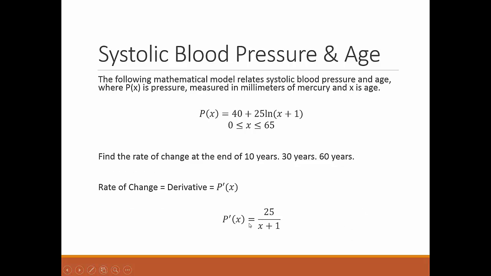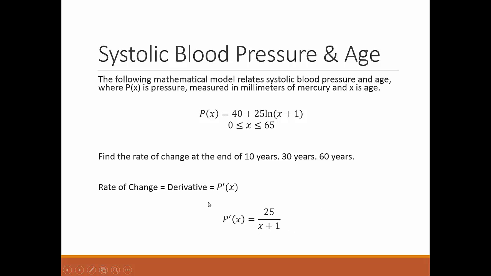So how did I so quickly find that derivative? Because you got these down, right? The derivative of 40 is a constant. Bam, went away. This 25 is just hanging out there out front. The derivative of ln of something in parentheses is 1 over that something in parentheses.